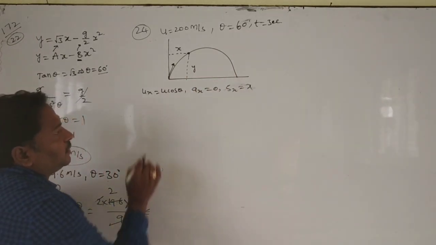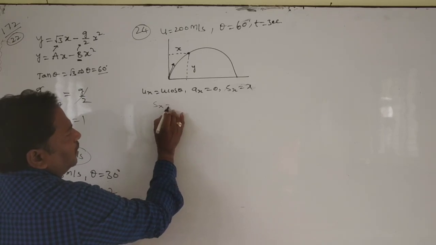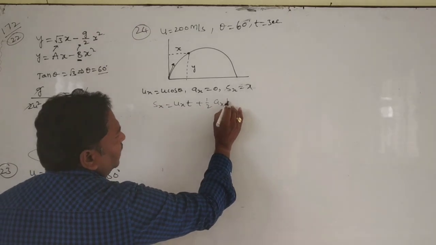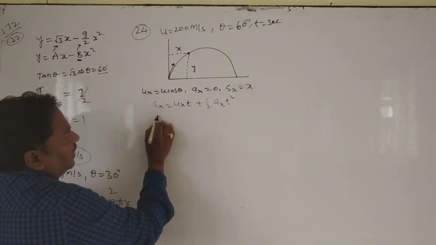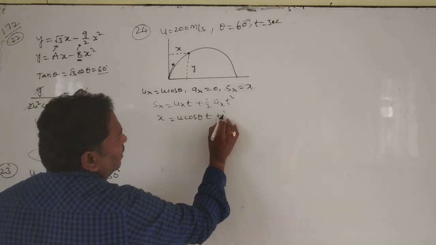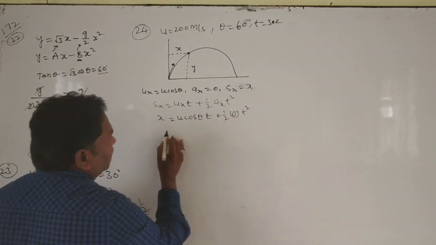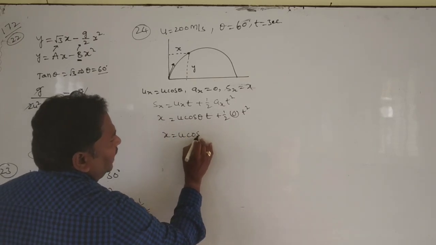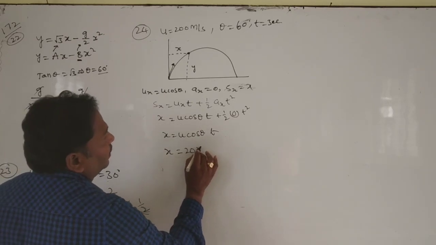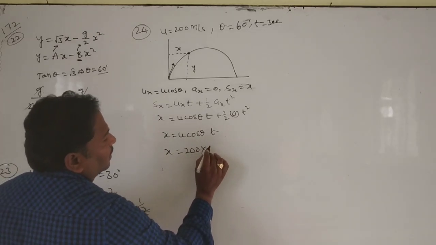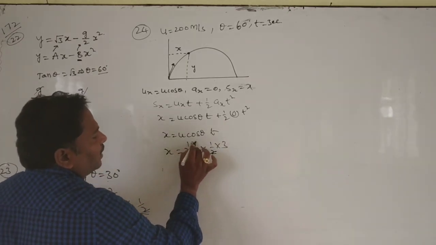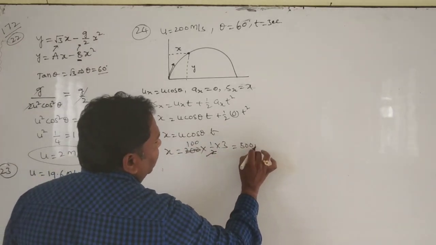X. Now we can write sx equal to ux t plus half ax into t square. Substitute here: sx means x, ux means u cos theta into t, plus half 0 into t square. So x equal to u cos theta into t. So x equal to 200 into cos 60, which is 1 by 2, into 3. 2 ones are 2, so 200... equal to 300 meters.